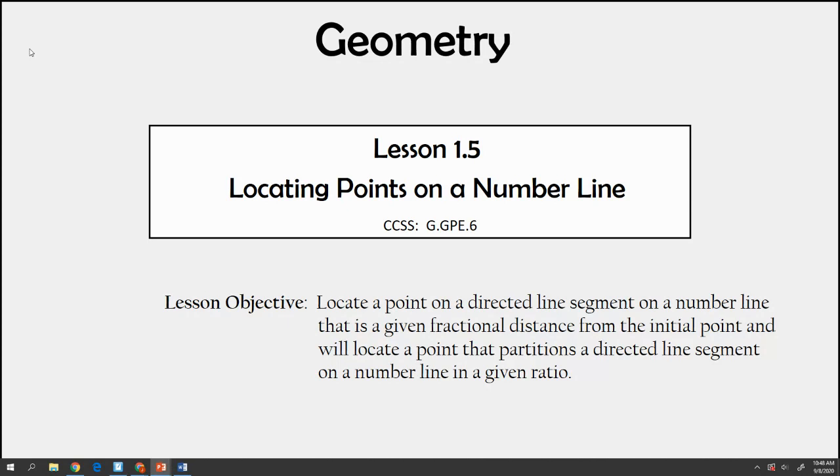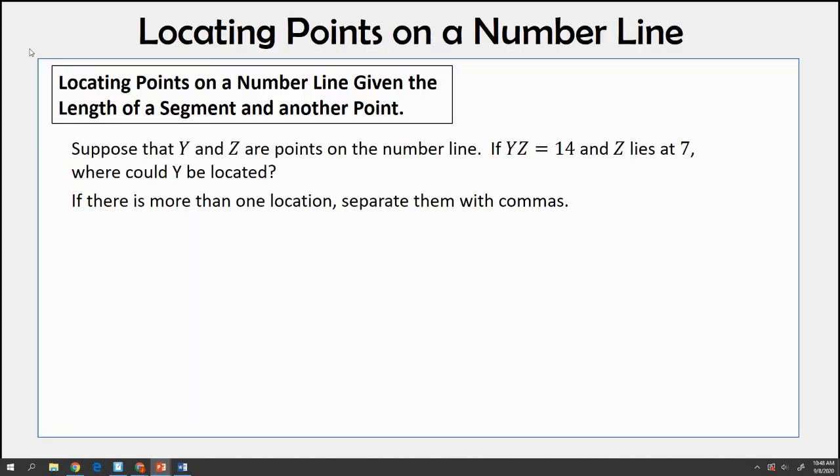So we're going to jump right into it here with our first example. And this is on locating a point on a number line given the length of a segment and another point. So once you see it laid out, it's pretty straightforward. This just says suppose that y and z are points on a number line. If yz equals 14 and z lies at 7, then where could y be located? If there's more than one location, separate with commas. Okay, so what we know here is the distance from y to z is 14, and we know z starts at 7.